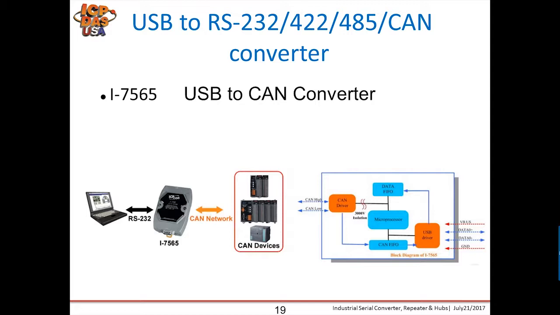This picture shows the application architecture for i7565 modules. The PC is the CAN host to access or control CAN device through the CAN network. This module lets you communicate with CAN device easily from PC with USB interface.